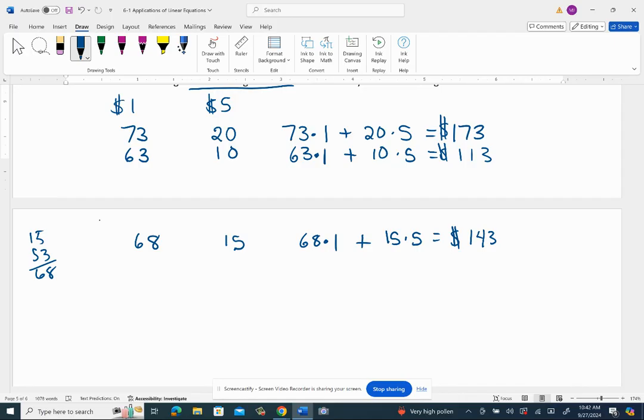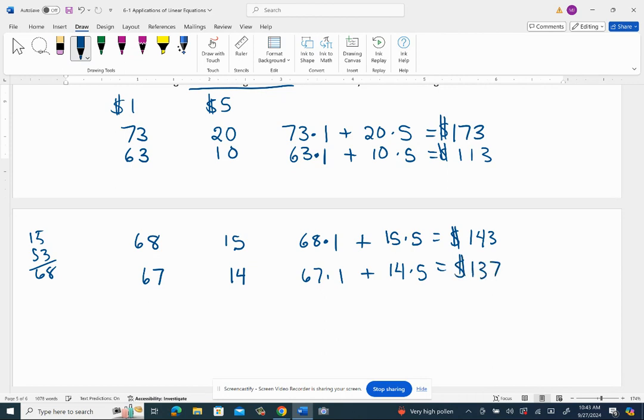So let me do fewer fives, okay. 53 added to that would be 67, okay, 53 more. Did I do 53 more? Yeah, that's 68. Okay, and then that would be $67 plus $70. And 67 plus 70 finally gives us the 137.